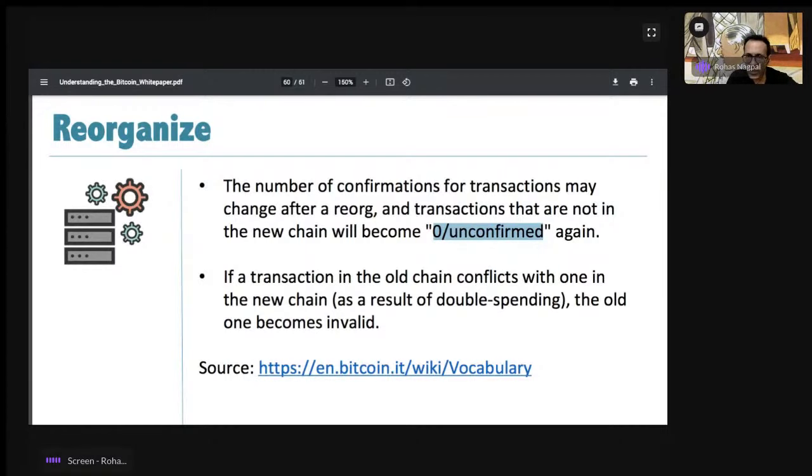So which sites show these blocks' data? You can go to any blockchain explorer like blockchain.com, or just Google blockchain explorer, and there are many of them giving you this data.